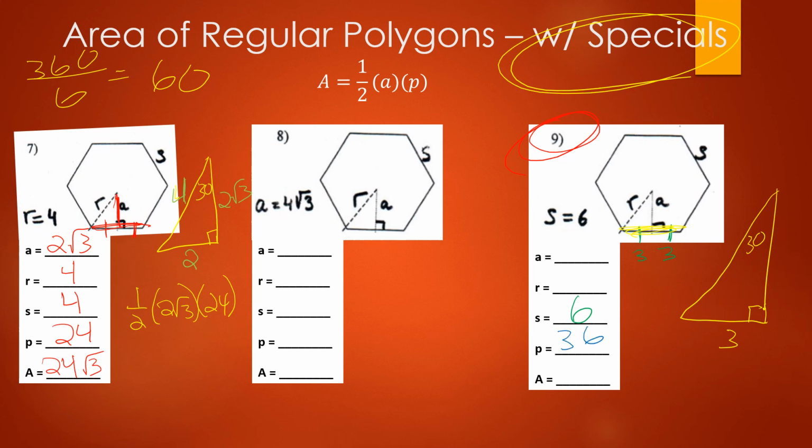All right, so now let's get to everything else. This will be 3 root 3. This will be 6. So the radius is 6. Can't use yellow. Radius is 6, and the apothem is 3 root 3. And therefore the area would be half the apothem, 3 root 3, times the perimeter, 36. 18 times 3 is 54. So 54 root 3.